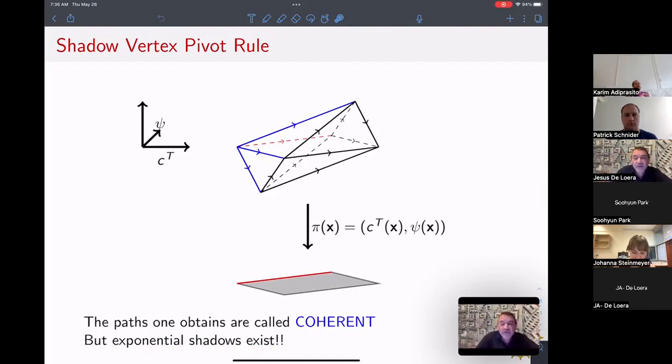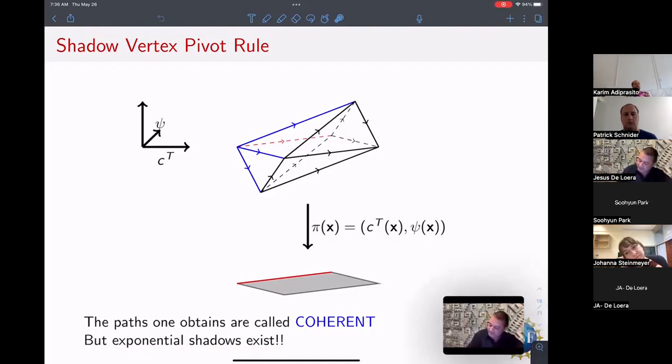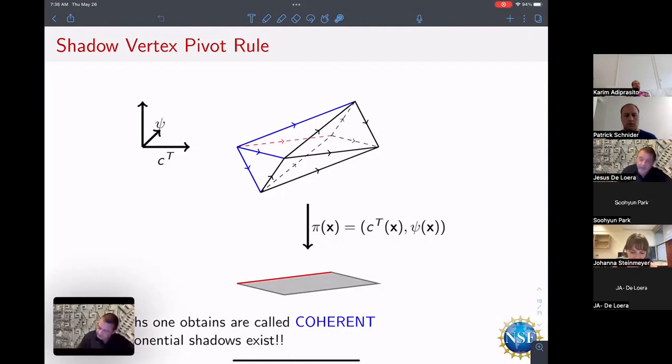So some of the things I want to say is that we are going to modify the shadow vertex pivot rule. You will see our modification is going to make use of the non-genericity. Actually, we're going to rely on degeneracy. So you will see. Any questions so far? Are you with me on the pivot rules?